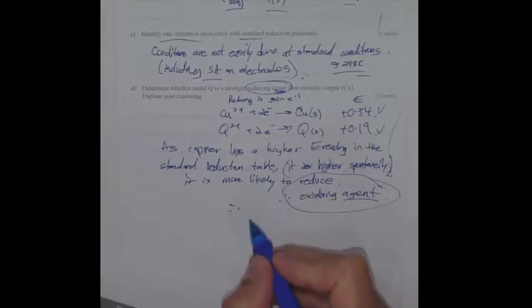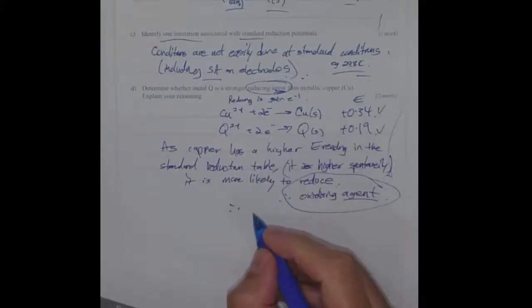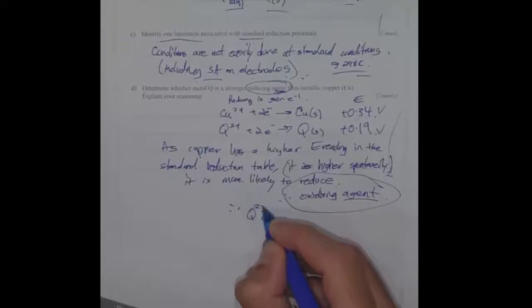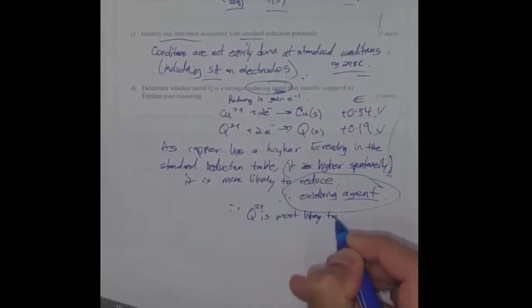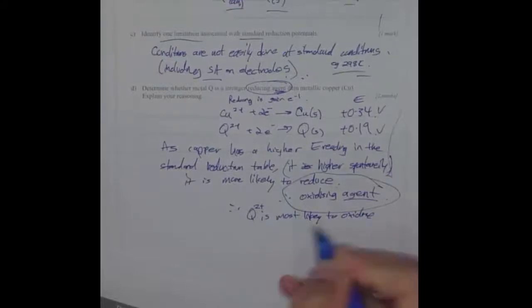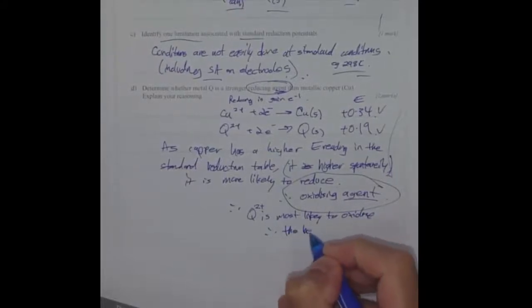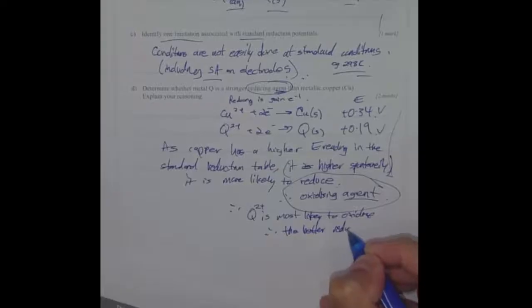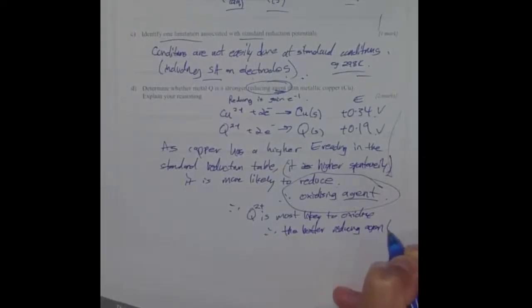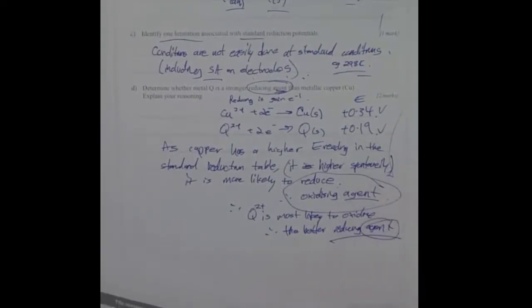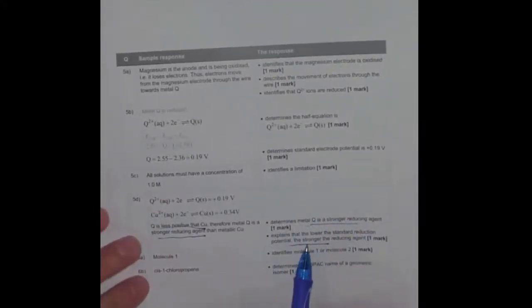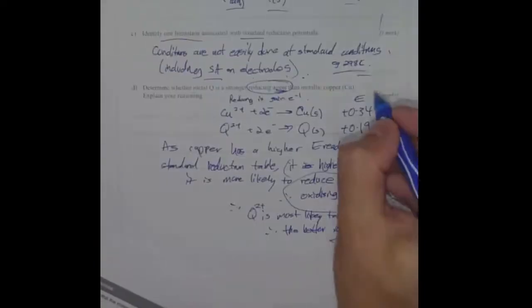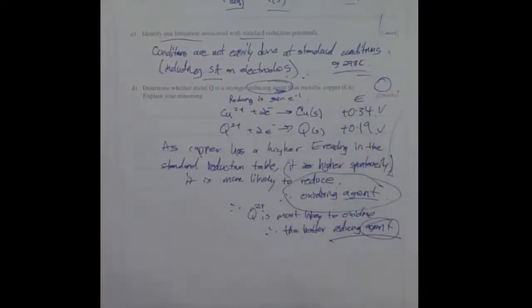So therefore, Q is most likely to oxidize, and the better reducing agent. Agent. Determines Q. No. I get a 0 for that because I got it wrong, rather than QCAA getting it wrong, which is often the case. All right.